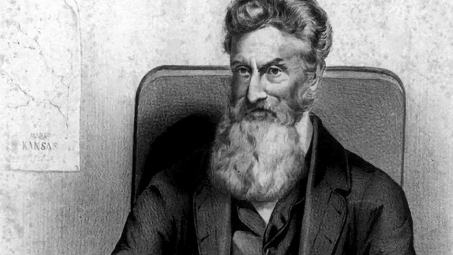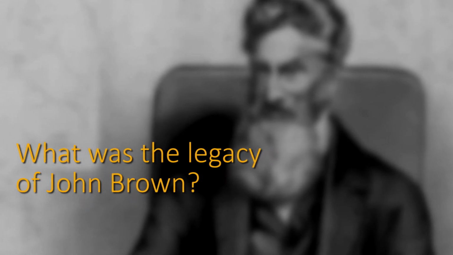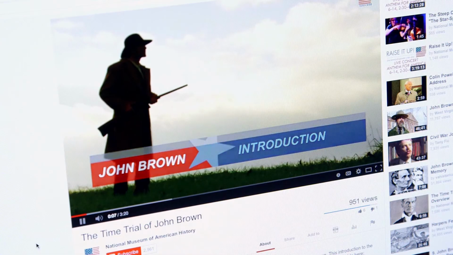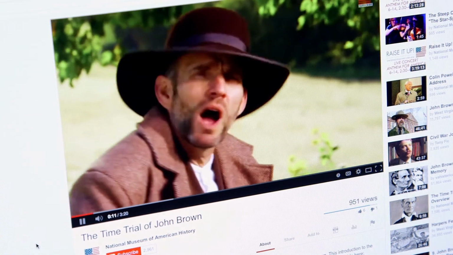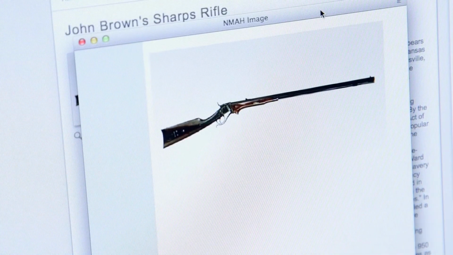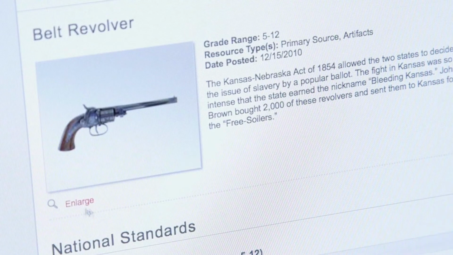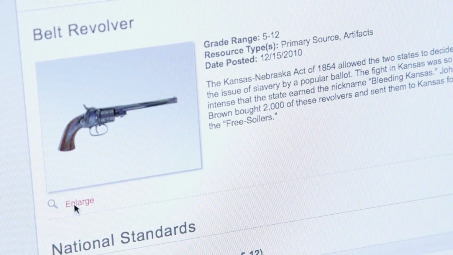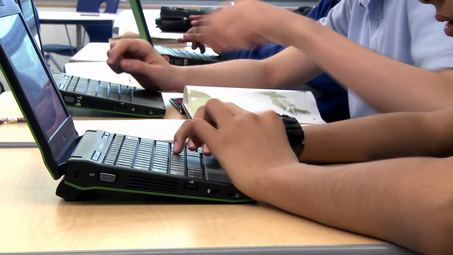If the inquiry question is, what was the legacy of John Brown, the most helpful source might be the video. This is a secondary source that historians scripted to investigate John Brown's legacy. The weapons could be used in Dimension 1 to spur a little curiosity, or in Dimension 2 to understand the Harper's Ferry attack. Additionally, students should evaluate the sources for credibility.